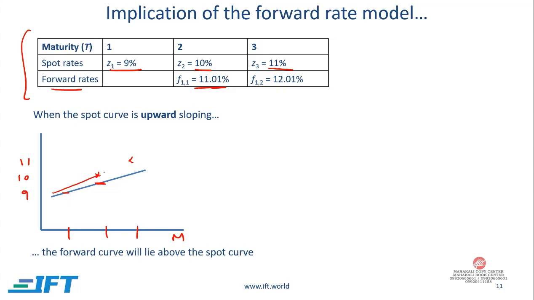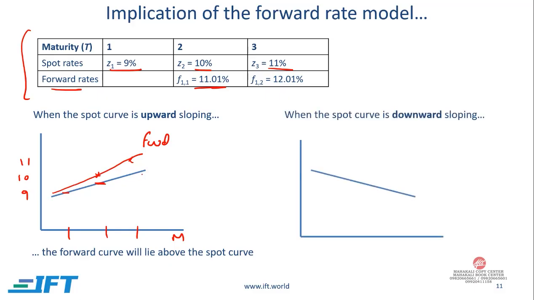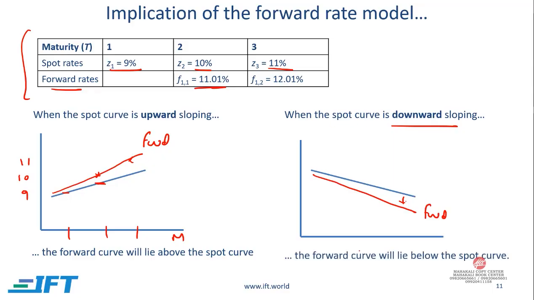So notice the forward rates will be higher than the spot rates when we have an upward sloping spot rate curve. And if we have a downward sloping spot rate curve, so this blue represents the spot rate curve, then the forward rates will be below. So in this case, the forward rates will be pulling down, and this down pull is what causes the spot rates to come down. So if the spot curve is downward sloping, the forward curve will lie below the spot curve. Over here, the red is the forward curve and this is the spot curve.